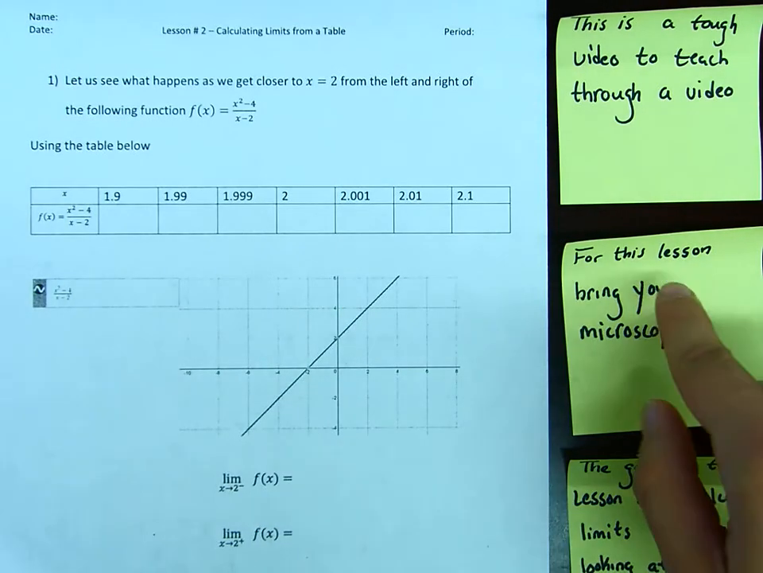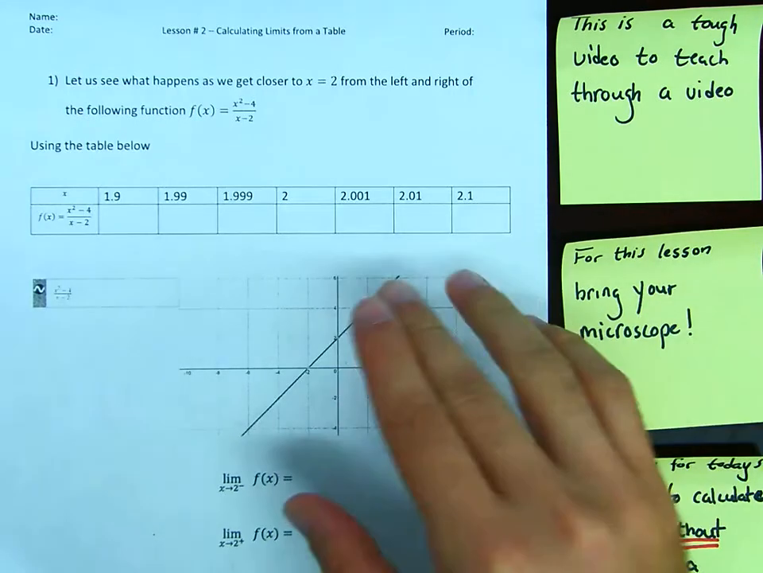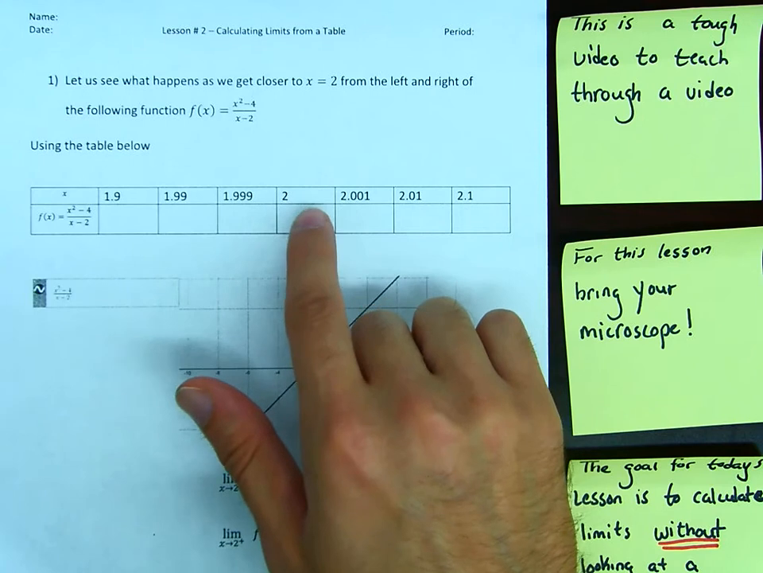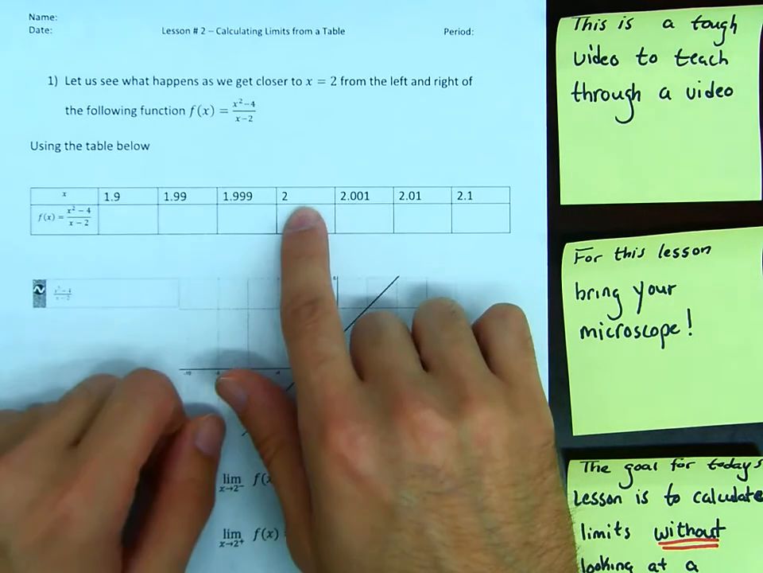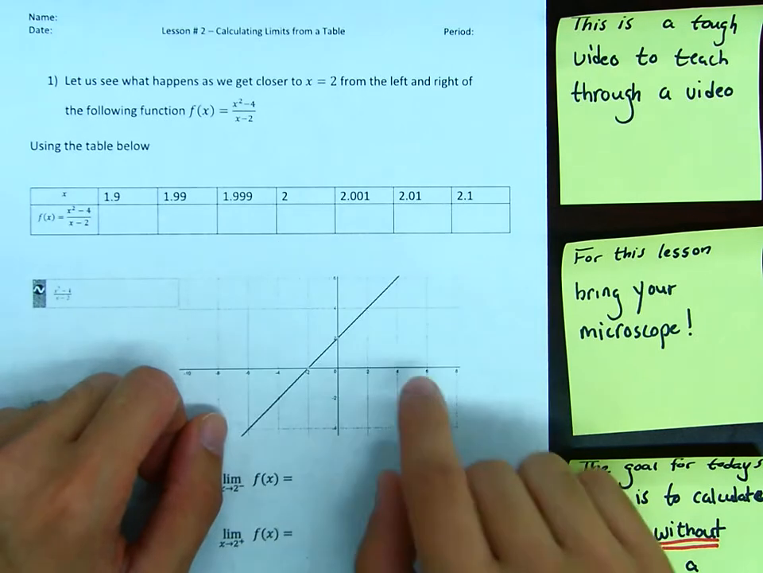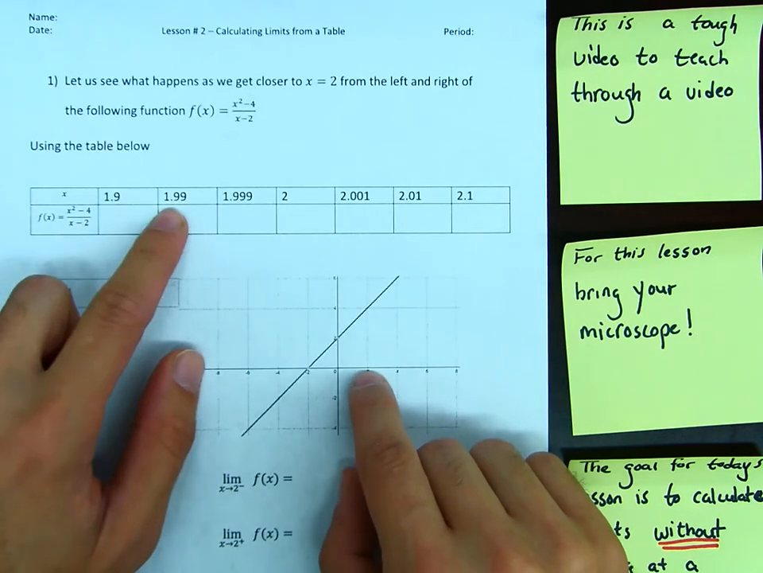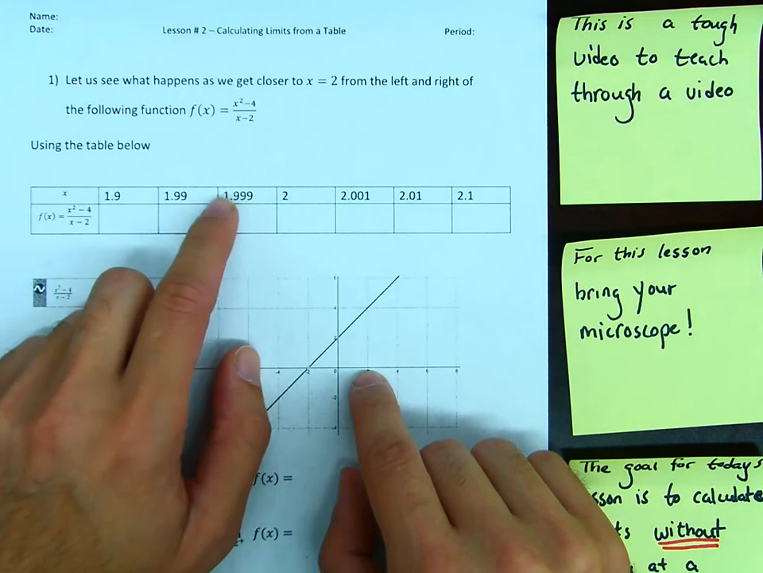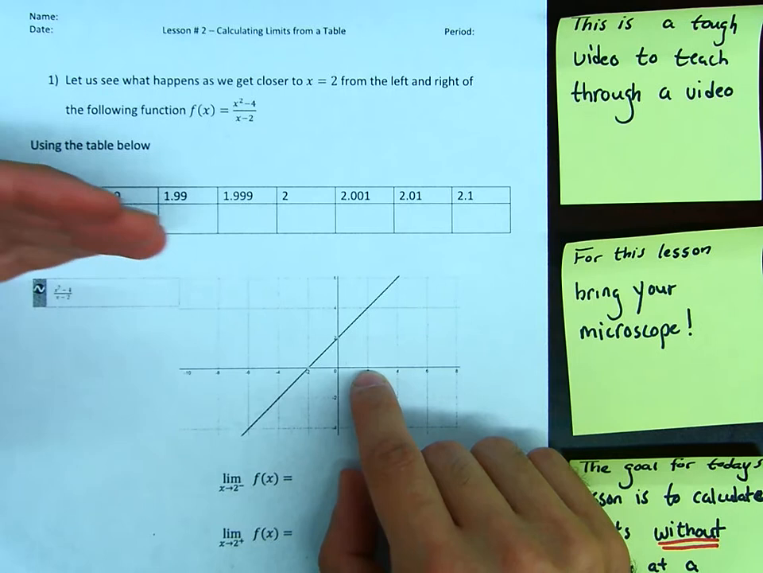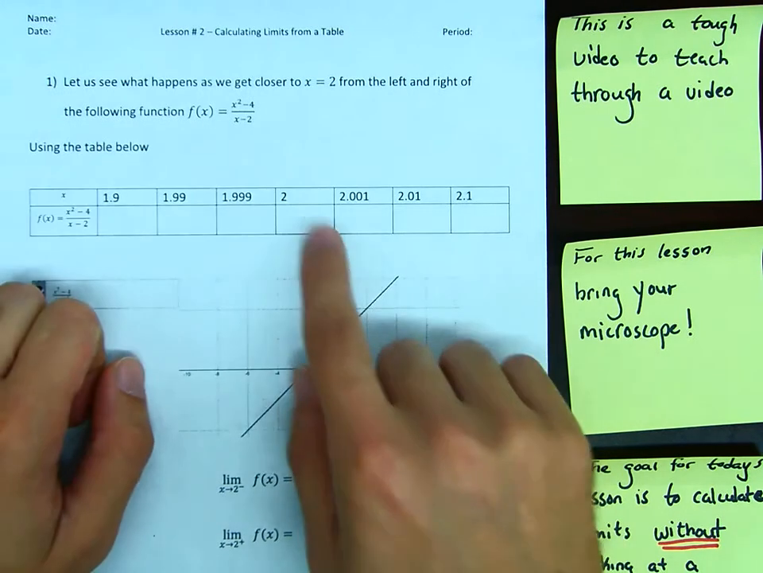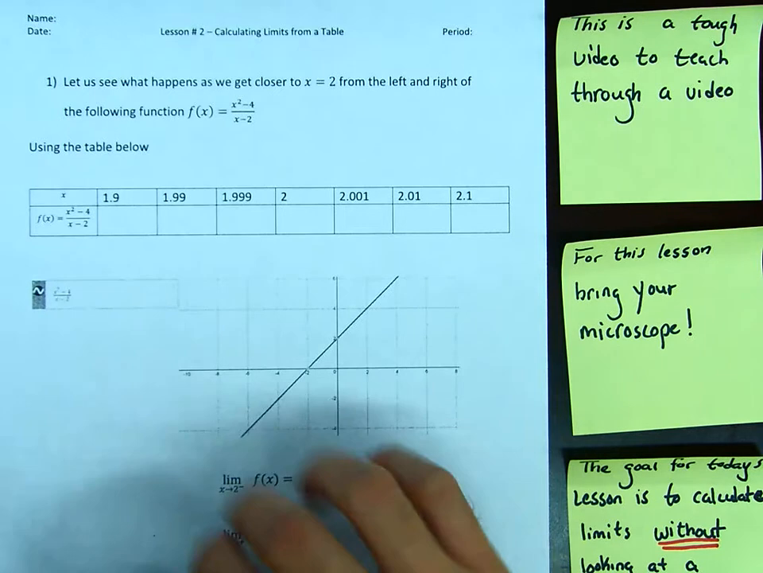For this lesson, what I'd like you to do is bring your microscope. The idea is we're going to look very, very close at a certain number. Let's say we look at the number 2. We're going to look very close to the left of 2, which is like 1.9, 1.99, 1.999. This is getting closer and closer to 2 from the left. This is getting closer and closer to 2 from the right. So let's take a look at this function.